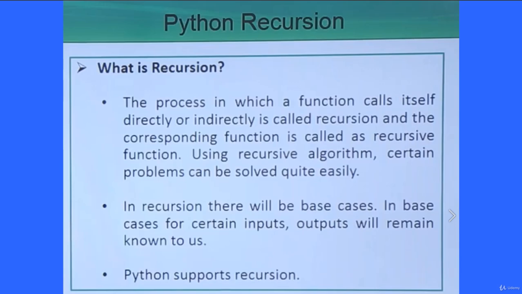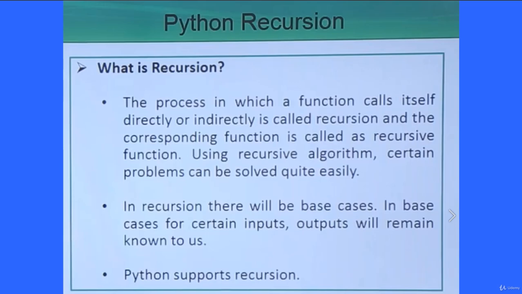So direct calling means what? Within the function body, the function will be called itself. So that is a direct calling. And what about the indirect calling? From the function, another function will be called, but that very function in turn will be calling the calling function. So that is known as the indirect recursion. So whatever the case, the recursion is there, and the respective function is called a recursive function.